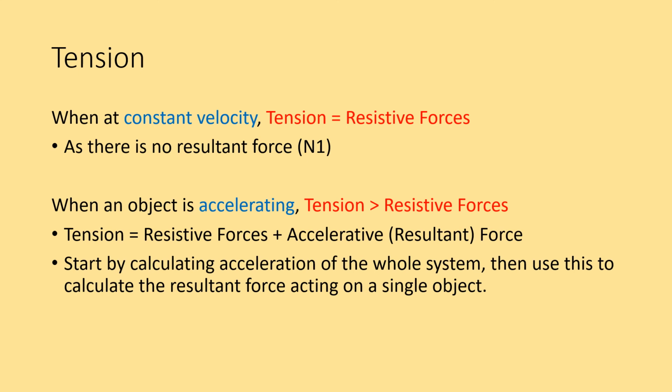If an object is accelerating, the tension has to be greater than the resistive forces so that it can go faster than it was before, so that it can accelerate. So the tension is the resistive forces plus the accelerative force. That's the resultant force. So you can't start by calculating acceleration of the whole system, then use this to calculate the resultant force acting on one part of the body.